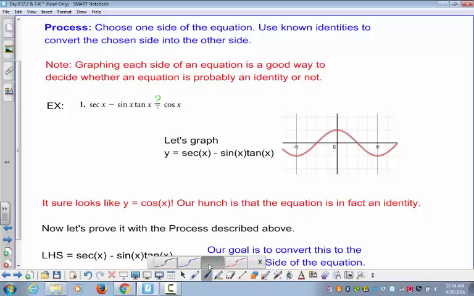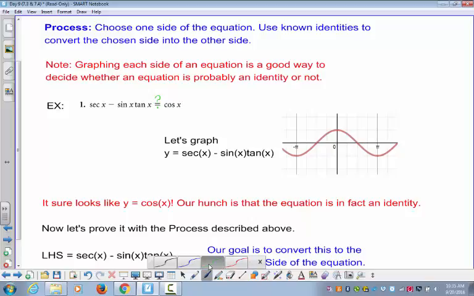Now, one thing you can do, like if you try to prove something, you can't prove it, and you're thinking, oh, is this really an identity? You can go to Desmos and graph. So what I did right there, I graphed y equals the left side of this equation. Y equals secant minus sine times tangent. And I got that graph. Does that graph resemble cosine x? Yeah, that's what cosine x looks like.